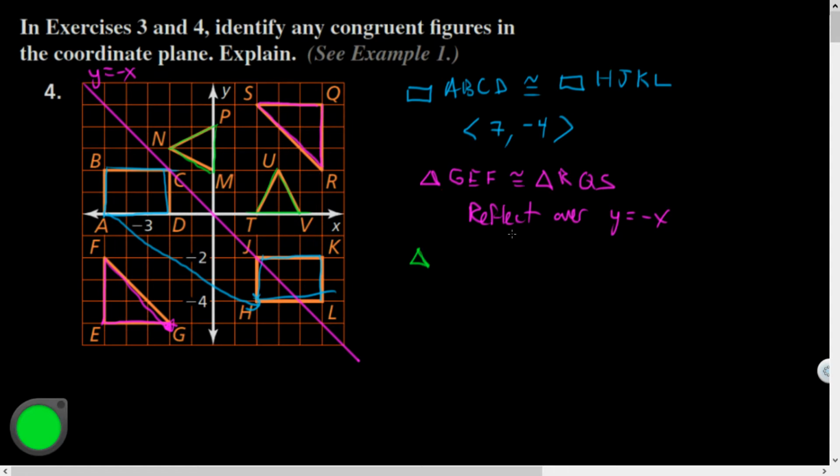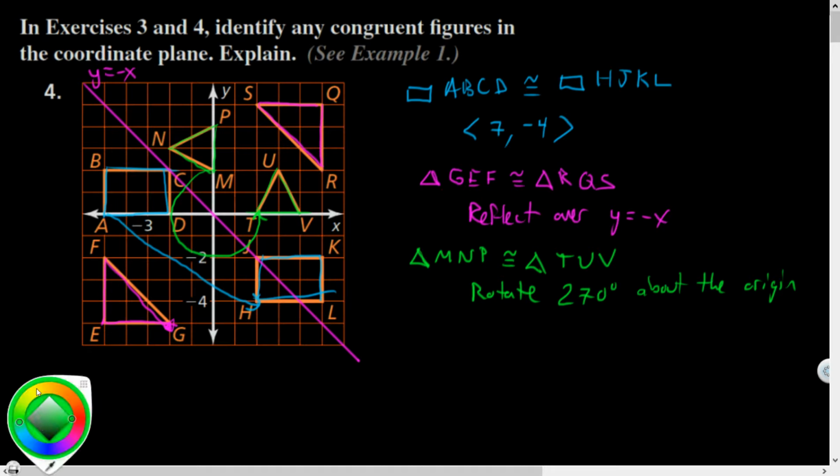So I'll call this triangle MNP is going to be congruent to triangle, and we're talking a rotation here. And yeah, so 270 would be like that. So it looks like M goes to T. N is going to U, and TUV. And we'll call that a rotation of 270 or negative 90 about the origin. The origin. Excellent. All right, let's keep cruising here.